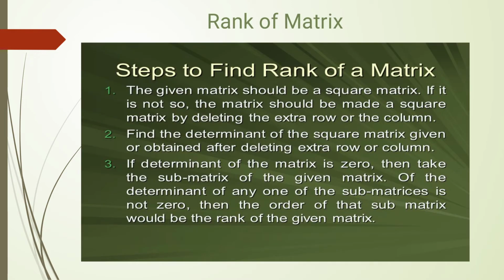Steps to find rank of matrix. First step, the given matrix should be a square matrix. If it is not so, the matrix should be made a square matrix by deleting the extra row or the column. Step 2, find the determinant of the square matrix given or obtained after deleting the extra row or column. Step 3, if the determinant of the matrix is 0, then take the submatrices of the given matrix. If the determinant of any one of the submatrices is not 0, then the order of that submatrix would be the rank of the given matrix.